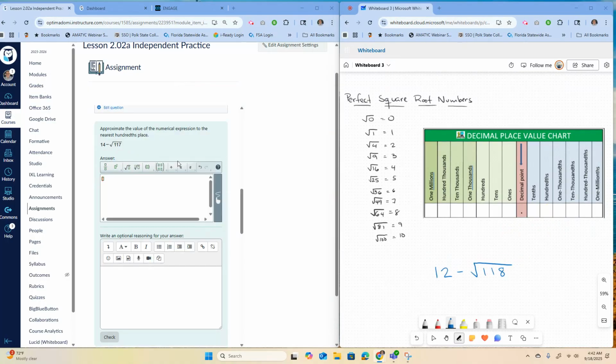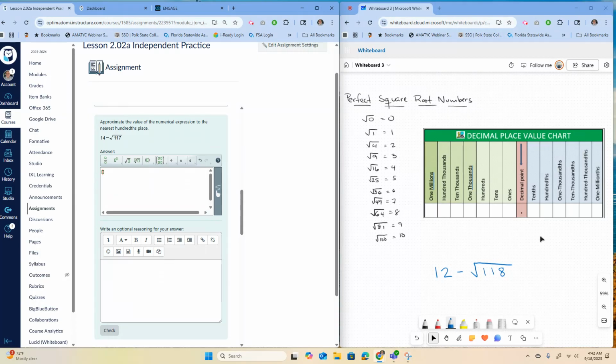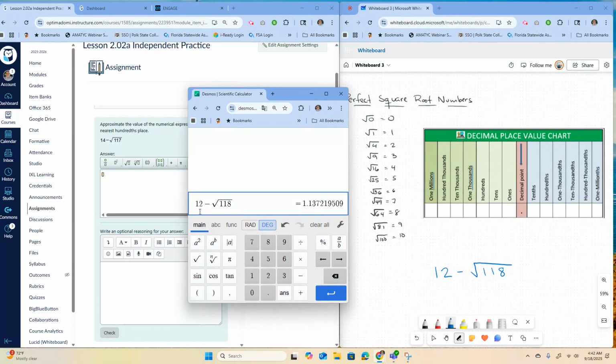All right, here's question number, I lost track of the number, number 6. Okay, so again, we are working with irrational numbers. We're doing approximate answers, and for that, we're going to be using the calculator. Here is a similar one to problem number 6. And what we're going to do, let's use the calculator. I'm going to type this number in the calculator. You can see I already did.